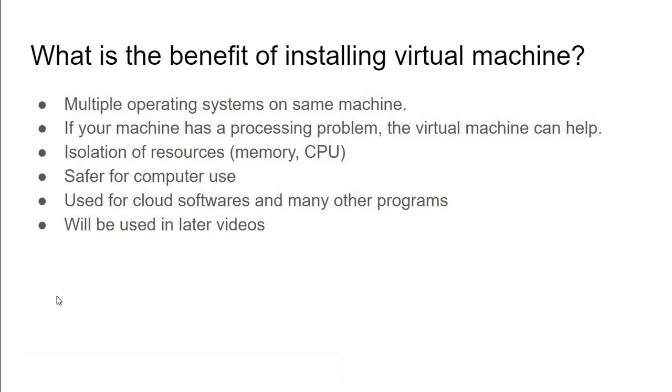The first benefit is that you can have multiple operating systems on the same machine, meaning that you can have multiple types of operating software on the same machine. These operating systems include Windows, Linux, Mac OS, etc. So you can have a lot of them on the same machine, and it will save you a lot of money. You don't have to buy another computer or anything.